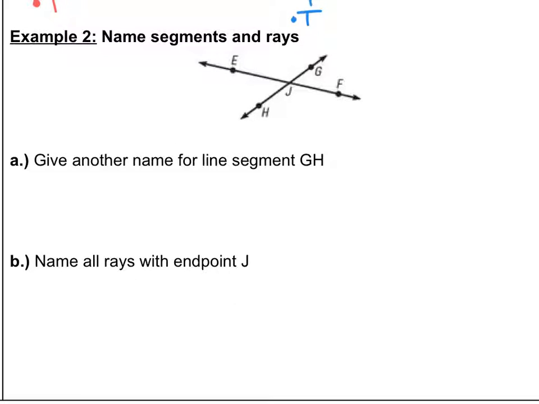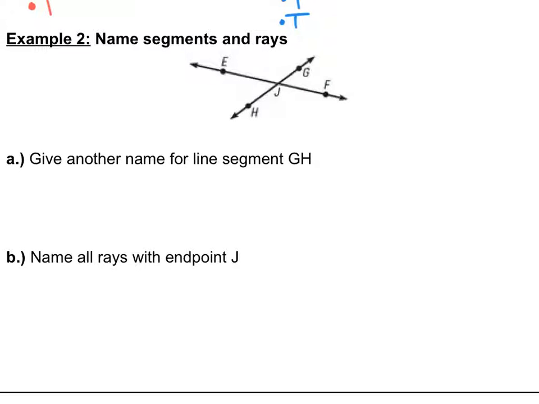Example number 2 says now that we are going to name segments and rays. The first thing we're going to do is give another name for line segment GH. GH just means the area between these two points. I could have also written GH here in the notes with just the line over it, no arrows over top of it. The arrows mean it goes off for infinity in both directions. Without the arrows, it just means those points, or the space, in between there.